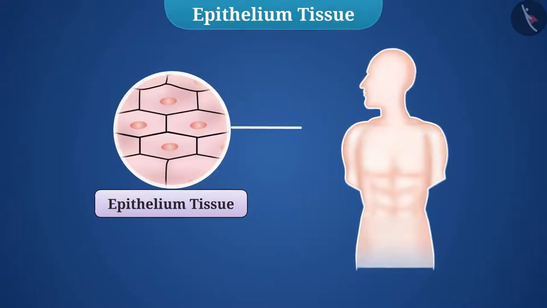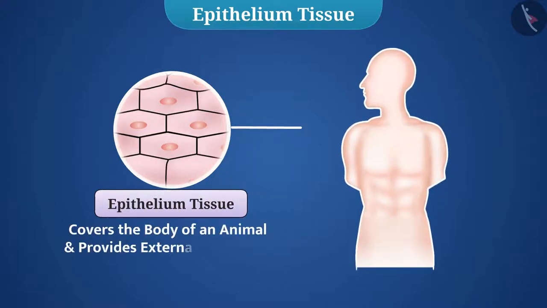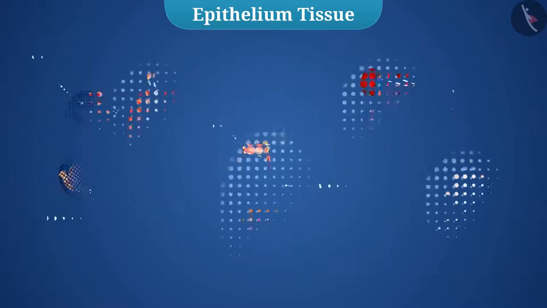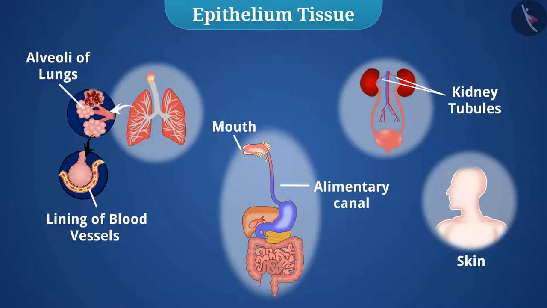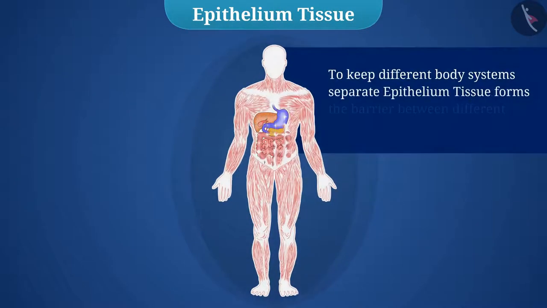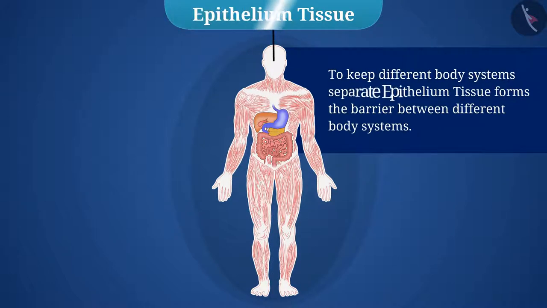Epithelium tissue is the tissue that covers the body of an animal and provides external protection. The organs and cavities present inside the body are covered by epithelium tissue. Mouth, alimentary canal, lining of blood vessels, alveoli of lungs, kidney tubules, skin, and many more are made up of epithelium tissue. To keep different body systems separate, epithelium tissue forms the barrier between different body systems.